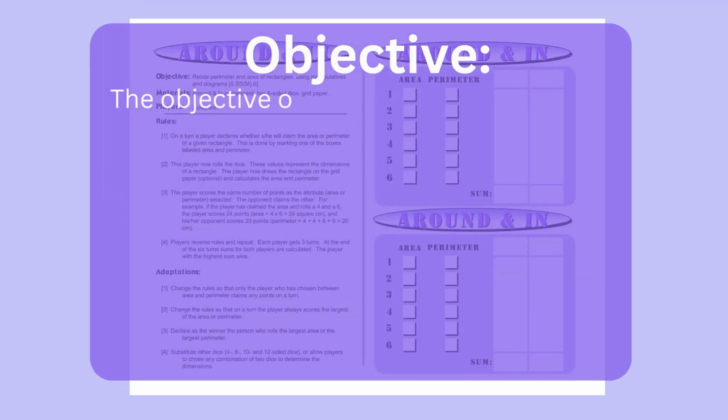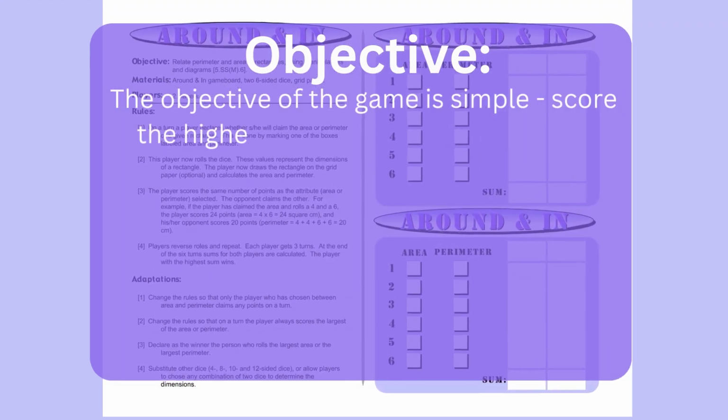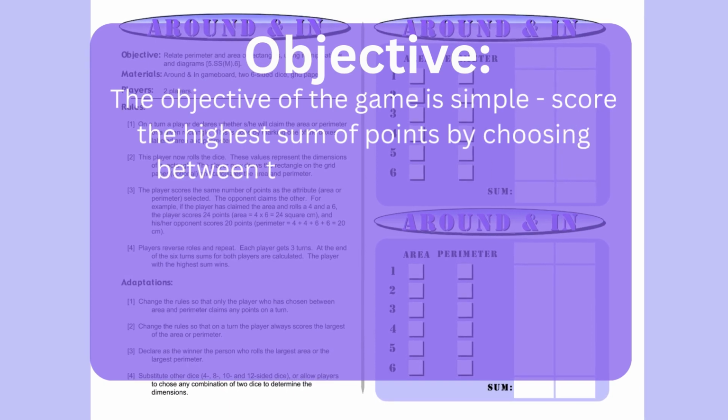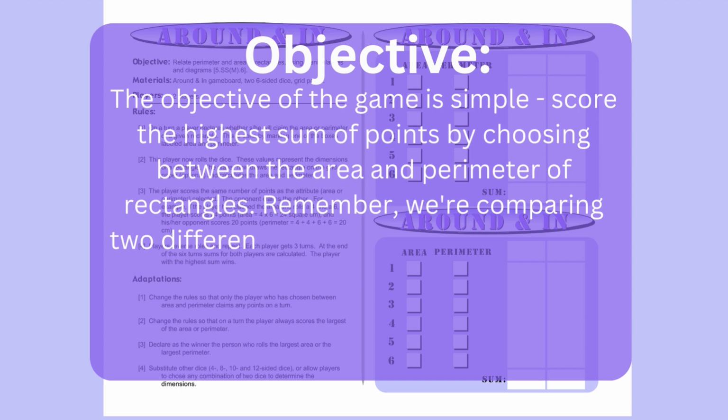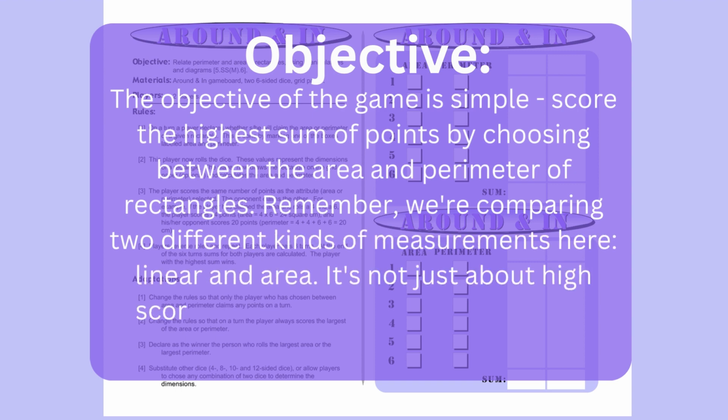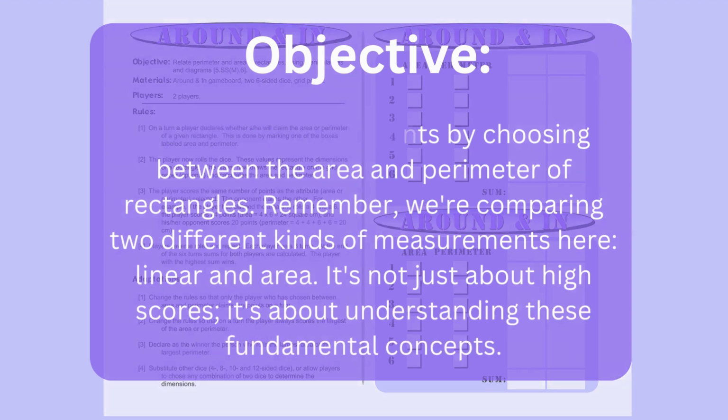The objective of the game is simple. Score the highest sum of points by choosing between the area and perimeter of rectangles. Remember, we're comparing 2 different kinds of measurements here, linear and area. It's not just about high scores, it's about understanding these fundamental concepts.